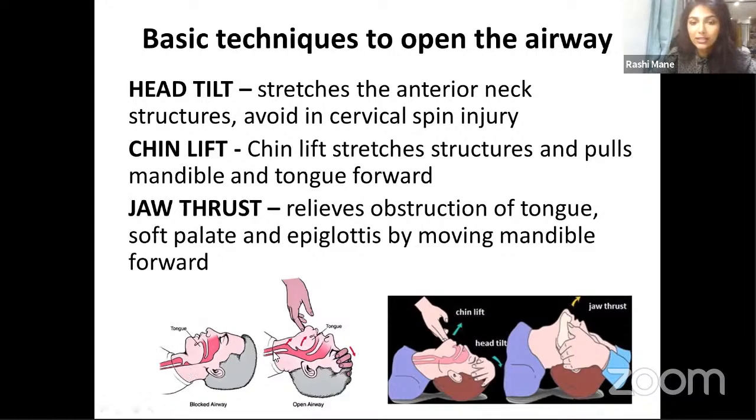So why you do the head tilt is because it makes everything more anterior to the neck and opens it all up. The chin lift you usually use with your 2 fingers, and you just lift up the chin below the mental. And then the jaw thrust.